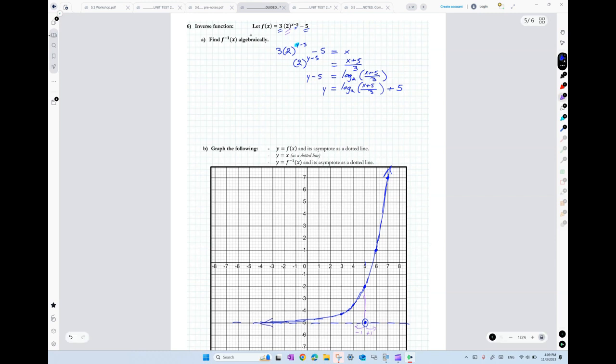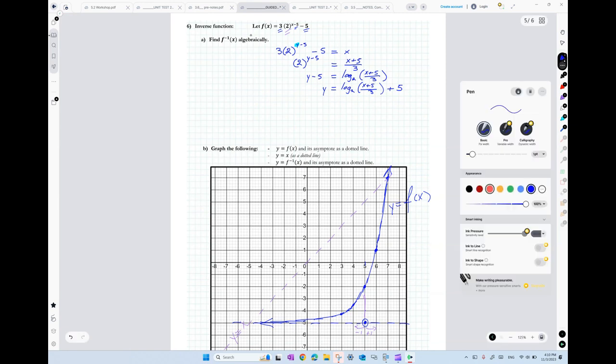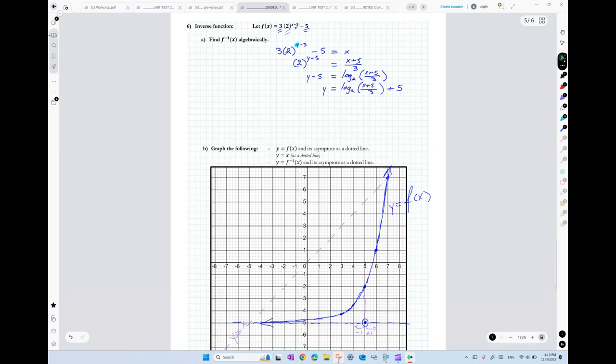Then I'm going to graph y equals x as a dotted line. Why is it important? It's because both functions are going to reflect from each other across that line. That's the line y equals x. At first, this one here is y equals f of x. And let's put that in green.